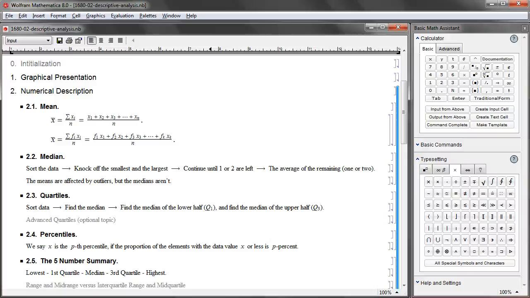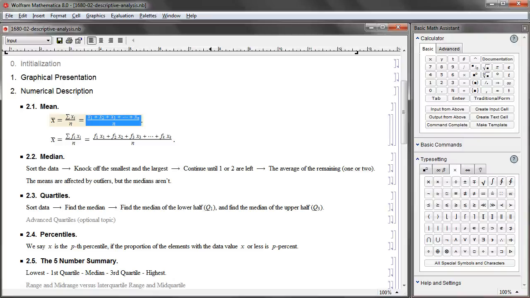The first concept is the mean. Pretty simple. Just add up everything and divide by the total number of items: x1 plus x2 all the way up to xn, divided by n.